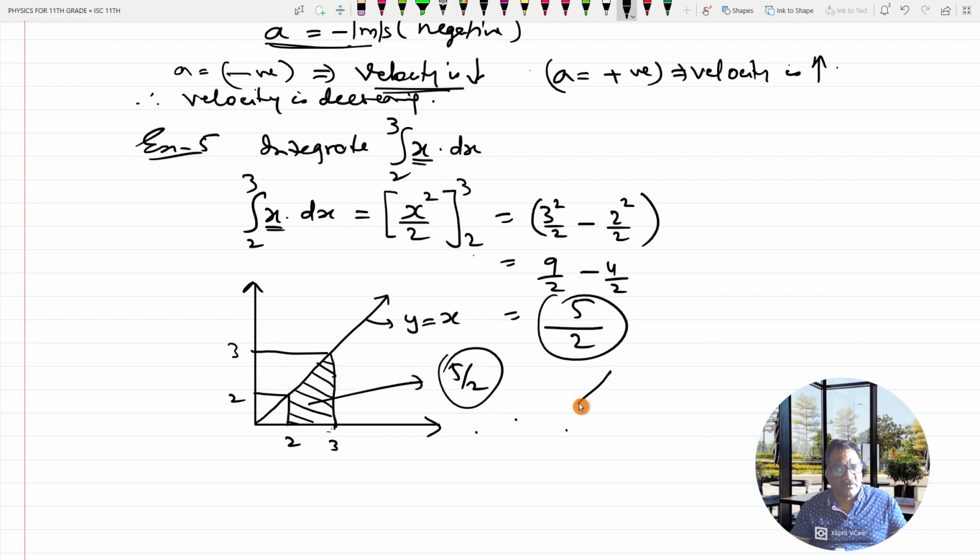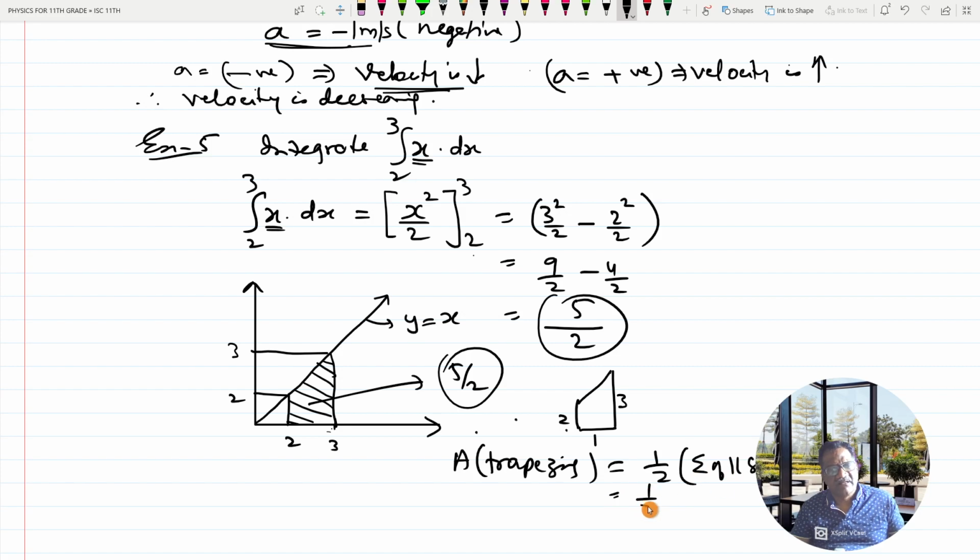Now can you see this is a trapezium? If you draw this figure separately, this happens to be a trapezium. This is 1 unit, 3 minus 2 is 1. This is 2 units and this is 3 units, isn't it? Now the area of a trapezium is given by the formula half into sum of the parallel sides multiplied by the height. So this will be equal to half into sum of the parallel sides, 2 plus 3 is 5, into height, meaning the distance between the parallel lines, that is 1.